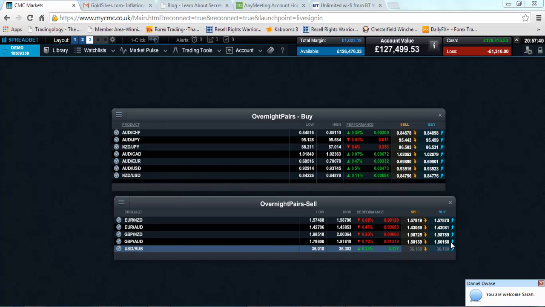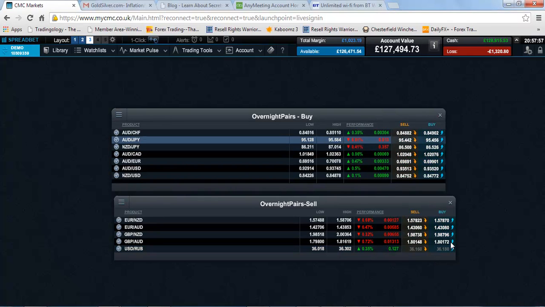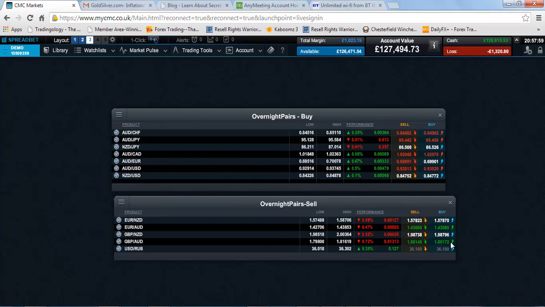So they are totally different to each other. The overnight pairs to buy are totally different from the overnight pairs to sell. So if you haven't created the watch list for the two, please, these are the two watch lists, to buy and to sell. Buy has got 7 currency pairs. Sell has got 5 currency pairs.